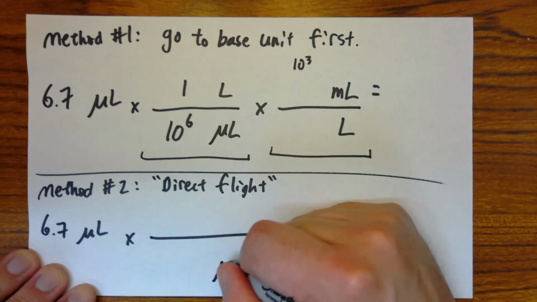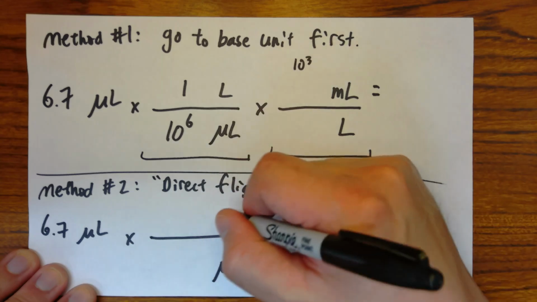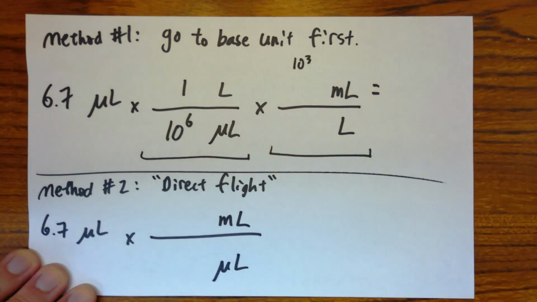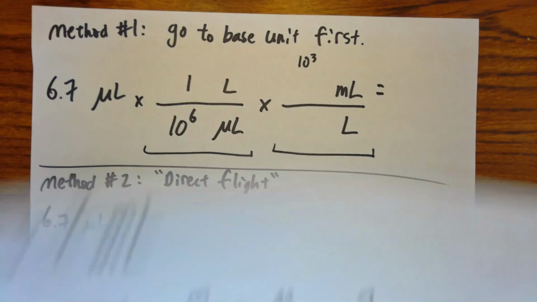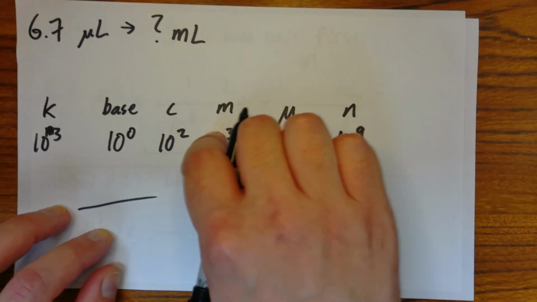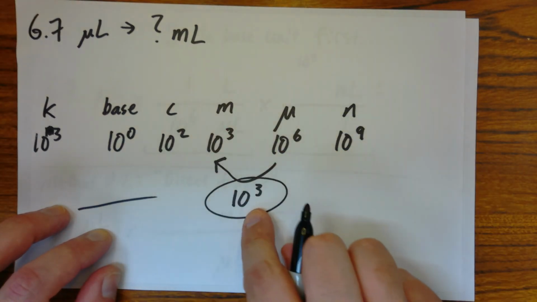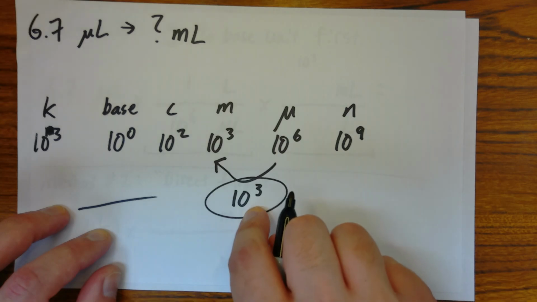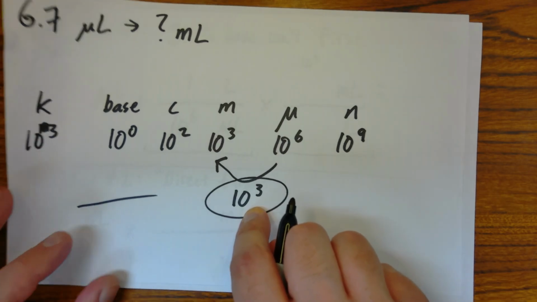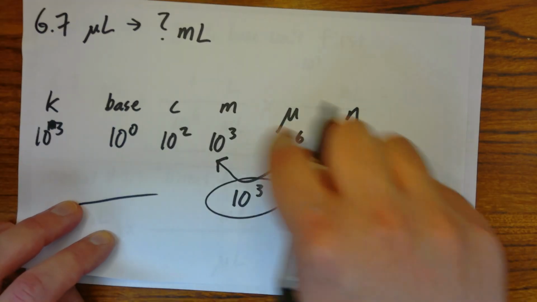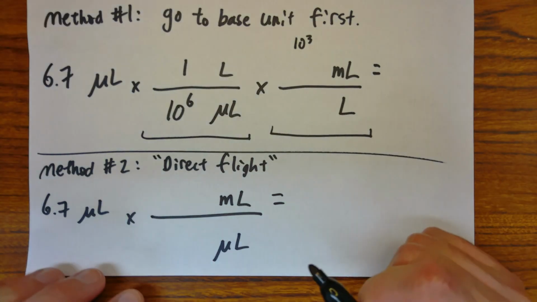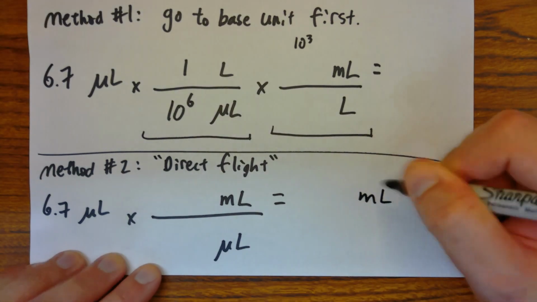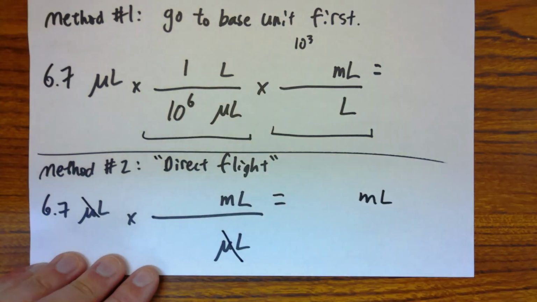So we can attempt to go straight from micro to milli. And the question becomes, we found out earlier there's a 10 to the third power difference between these two. But the big number, this 1,000, 10 to the third power, needs to go to the smaller of the two units. So that's going to be micro or milli. You'll have to decide that for yourself. And then you just solve, and then you'd end up with milliliters.